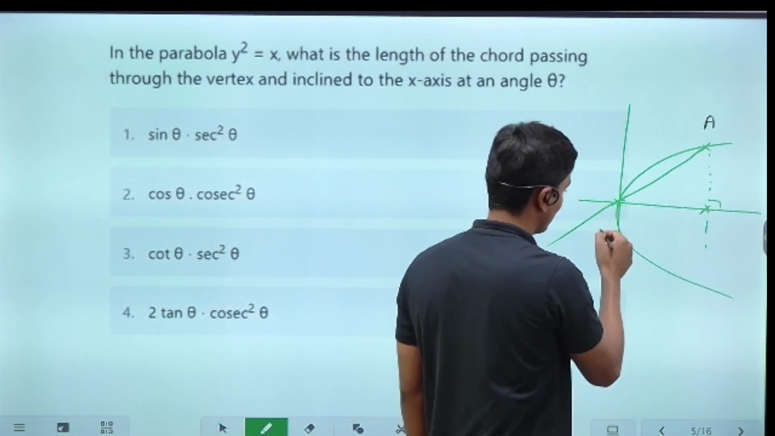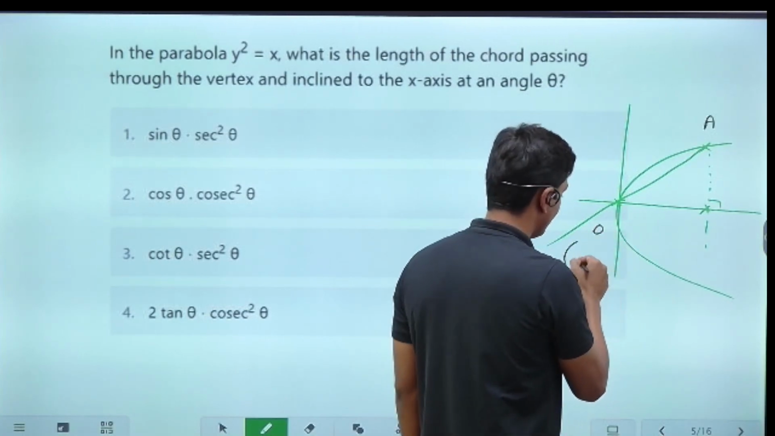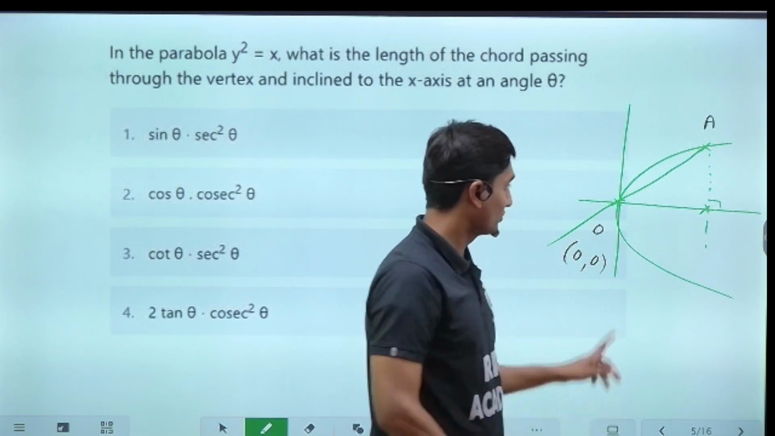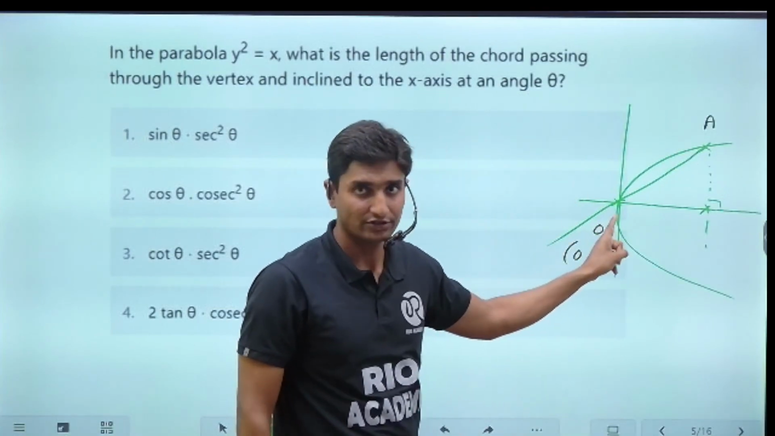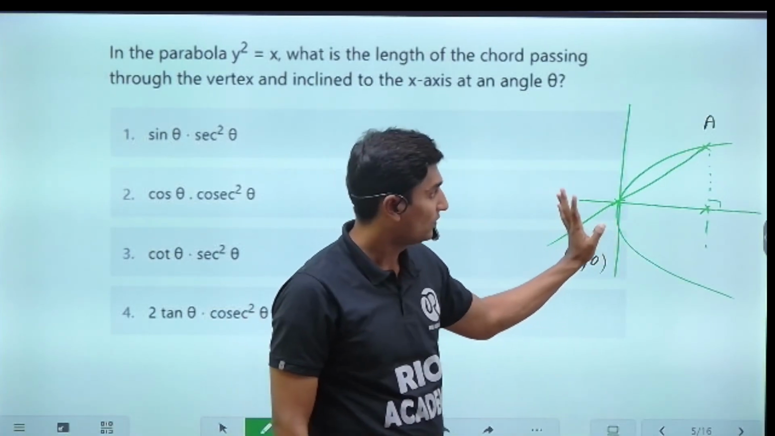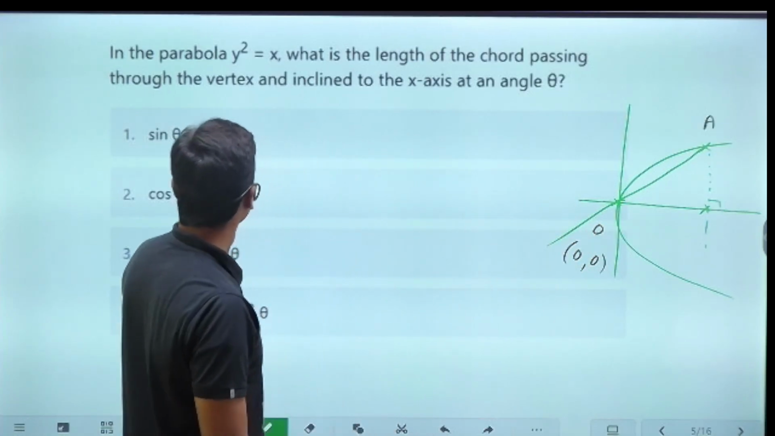I'll take this one to be what? Oh, I'll take that to be O. Okay, origin (0, 0). This is also the vertex. This is also the origin here. Okay, and now what is he asking us to find out?